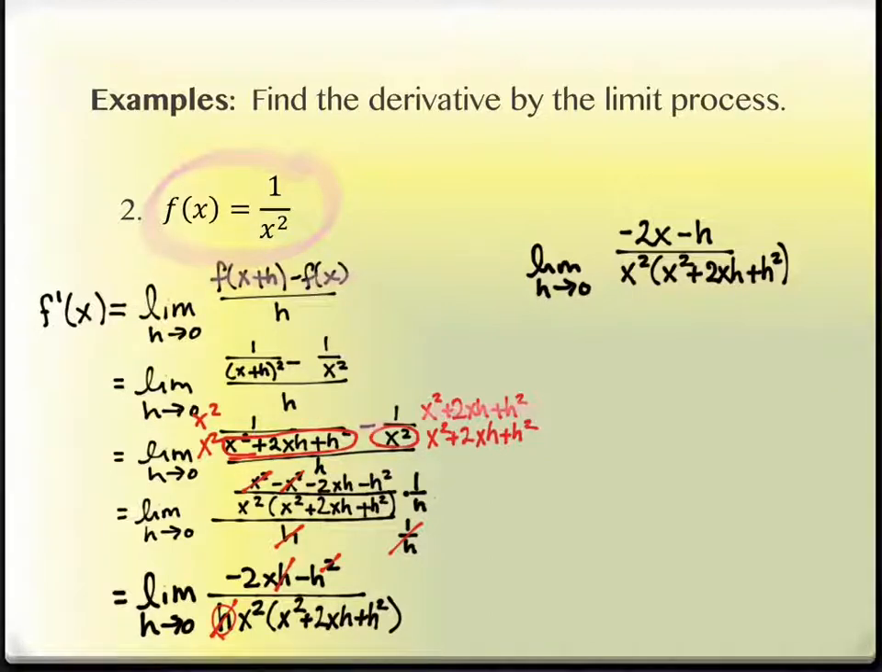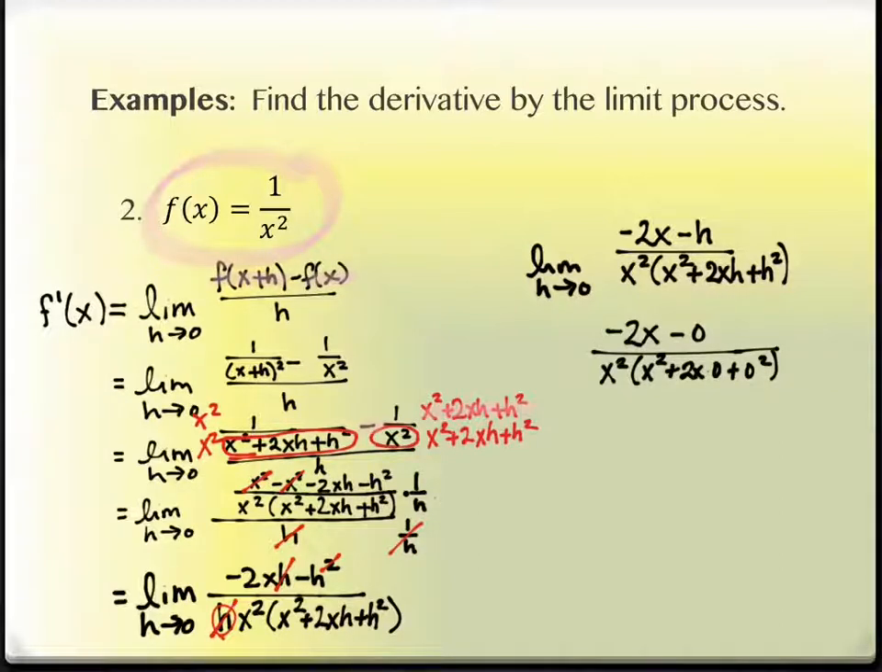But you know what? As messy as it is, it's about to look really nice really quick, because now I can let h be 0, right? So I have negative 2x minus 0 over x squared times x squared plus 2x times 0 plus 0 squared.